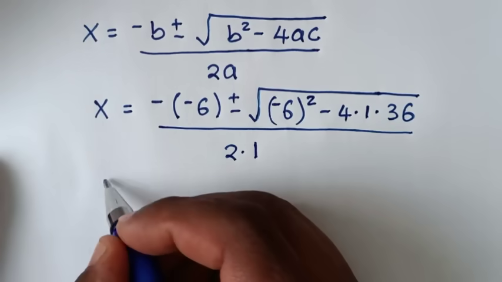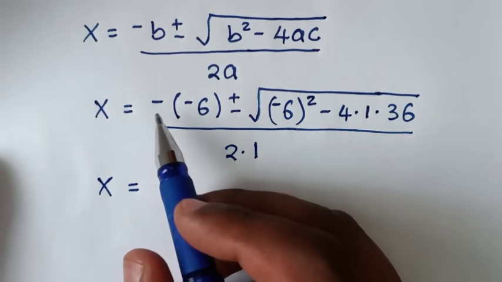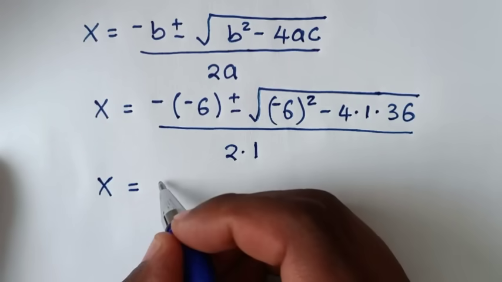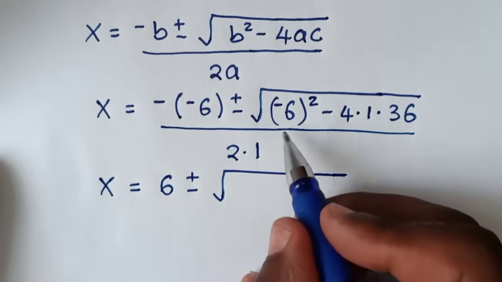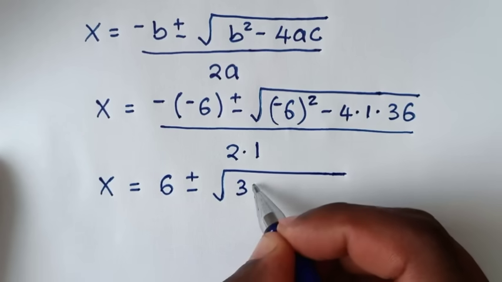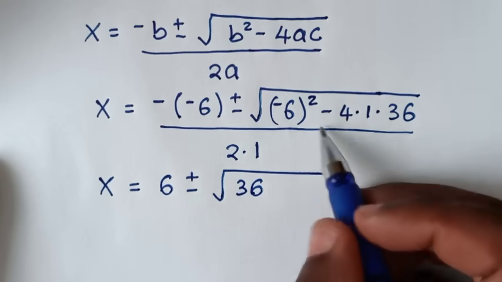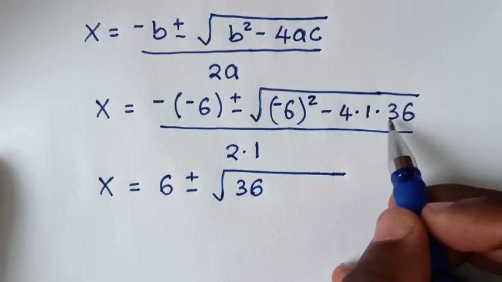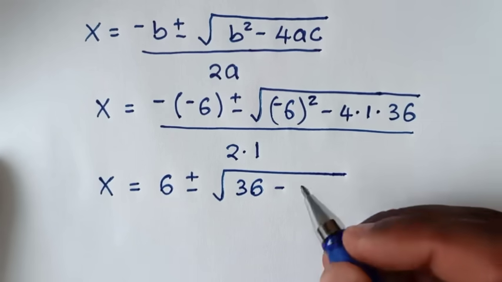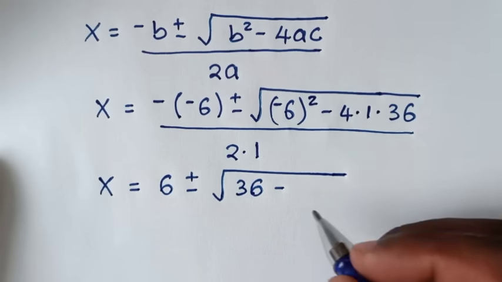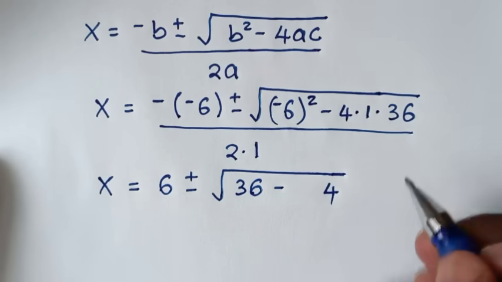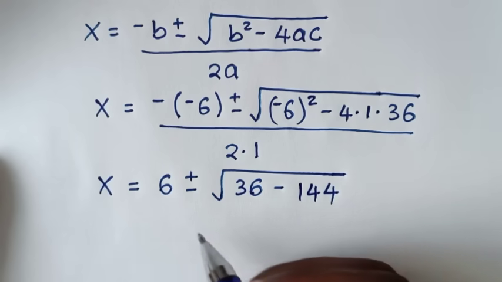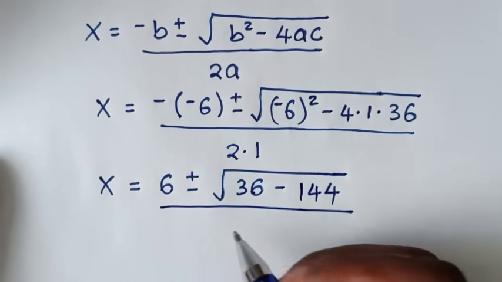Then x is equal to negative negative 6, which is positive 6, plus or minus square root of negative 6 squared, which is positive 36. Negative 4 times 1 is negative 4, negative 4 times 36: 4 times 6 is 24, 4 times 3 is 12, 12 plus 2 is 14. Then over 2.